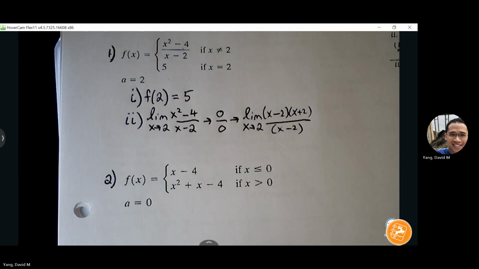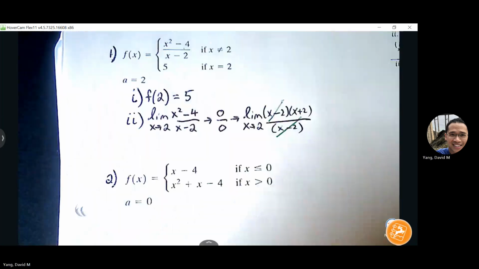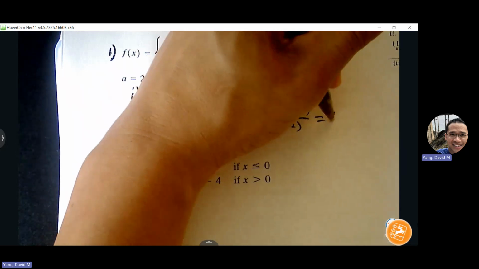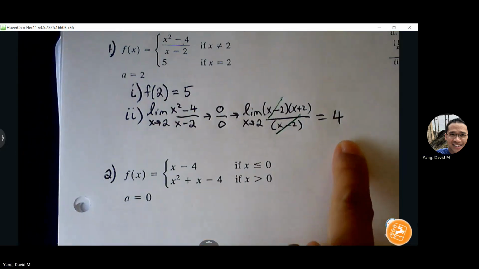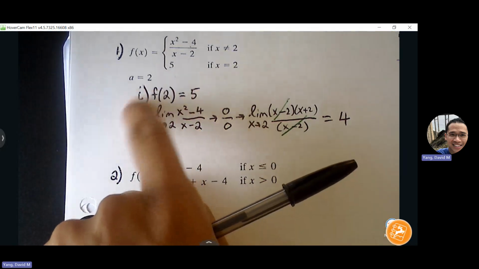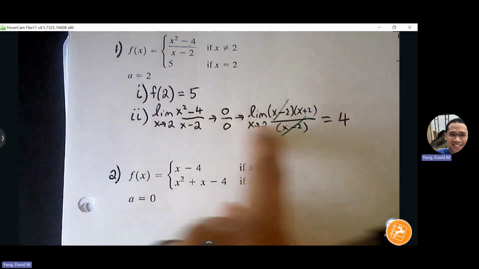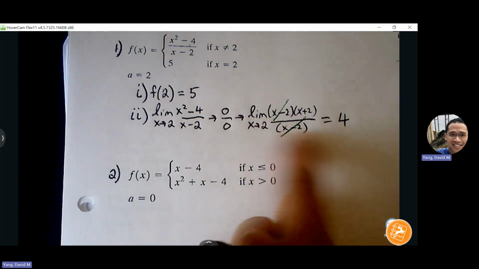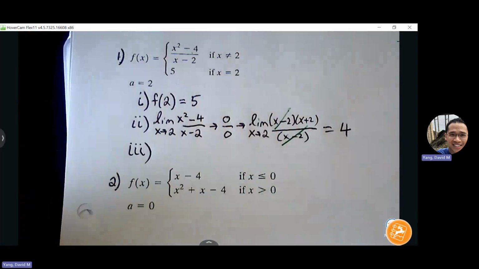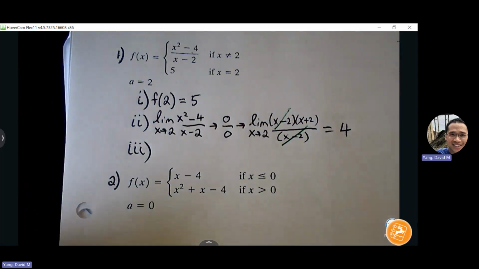What's next? You cancel out the x minus 2. And the limit is equal to 4. So we keep going, right? We haven't failed yet. But even if step 1 fails, we keep going. But if the second step fails, then we would stop. But here we will keep going because now the third step, will it pass or fail the third step?